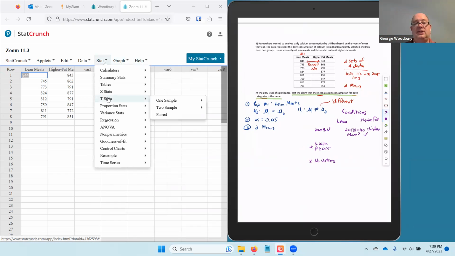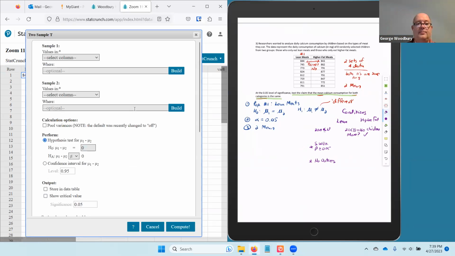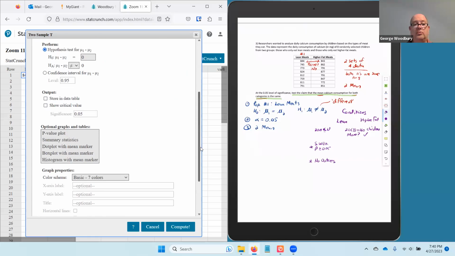Stat, T, two sample, this time with data. The first sample is in the column that I called lean meats. The second sample is in the column I called higher fat meats. Don't check the box, leave the 0 in H0. For HA, because we're using not equal to, we're going to leave that alone too. So that part is the same as what we did for summary.